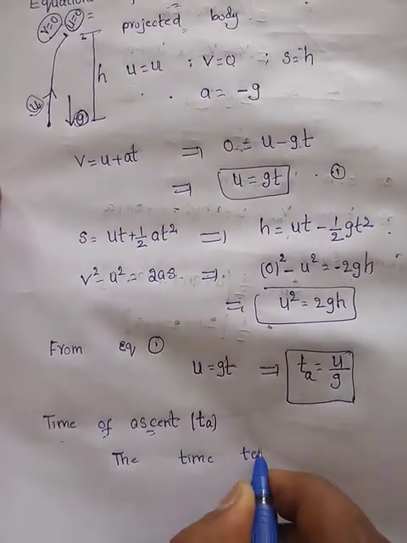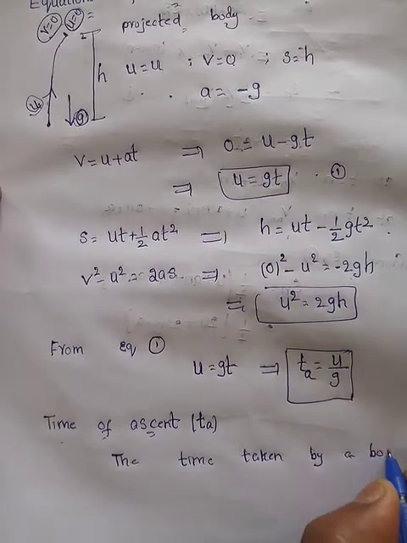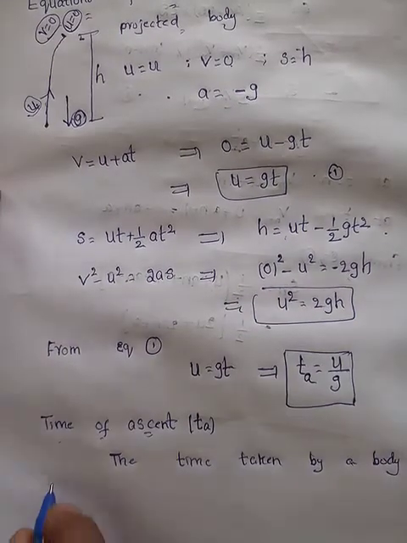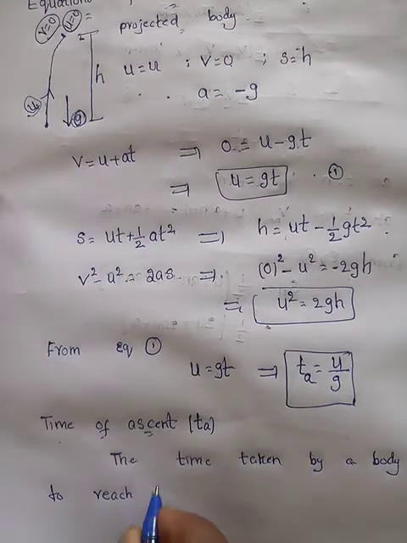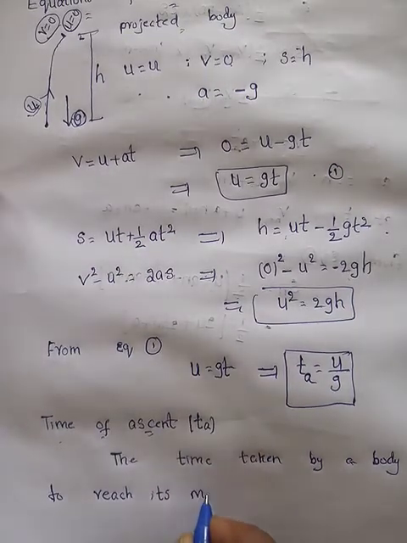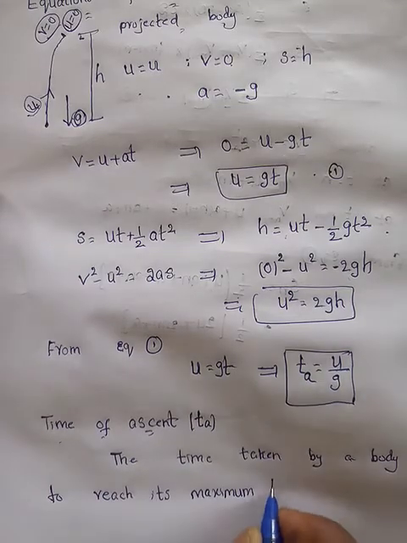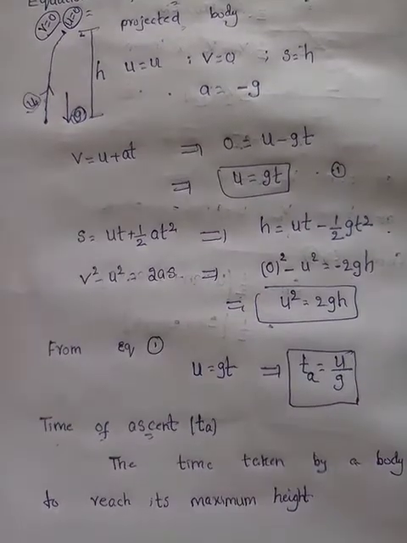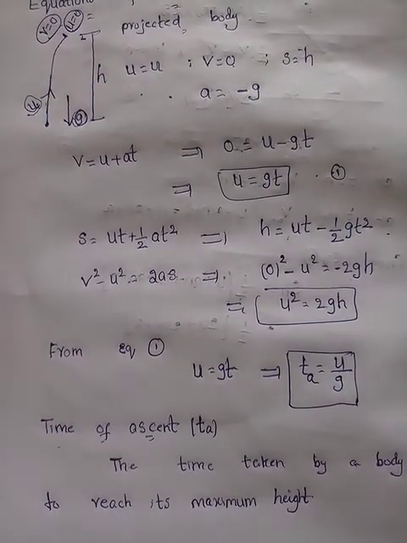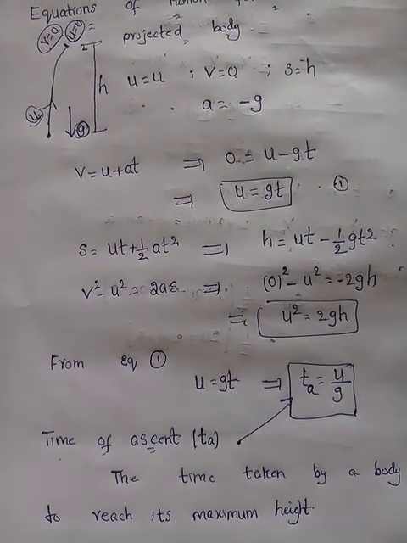So we can define it as the time taken by a body to reach its maximum height. That time is called time of ascent. And you got the formula for time of ascent as T_A equals u by g.